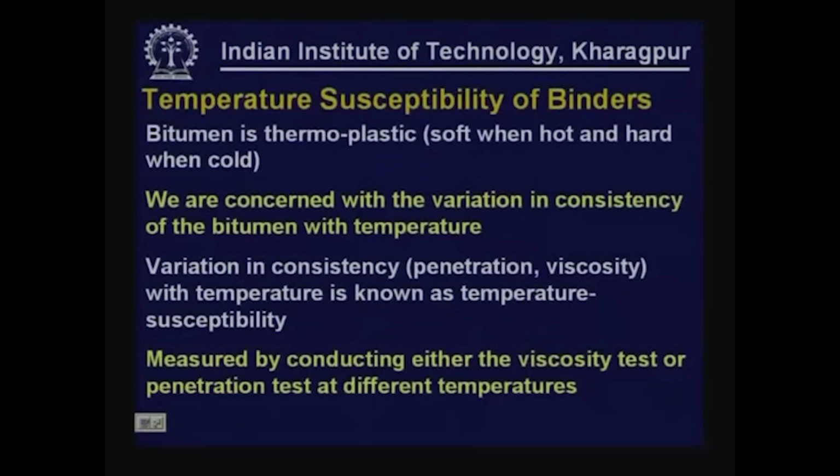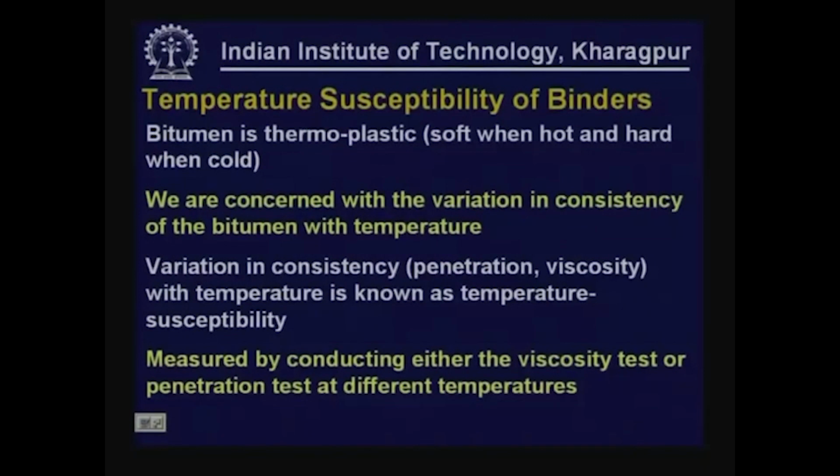We will now discuss the temperature susceptibility of binders. We know bitumen is thermoplastic. It becomes soft when hot and hard when cold. What we are concerned about is the variation in the consistency, which can be in terms of penetration, softening point, viscosity or any other parameter, stiffness, modulus value, of the bitumen with temperature.